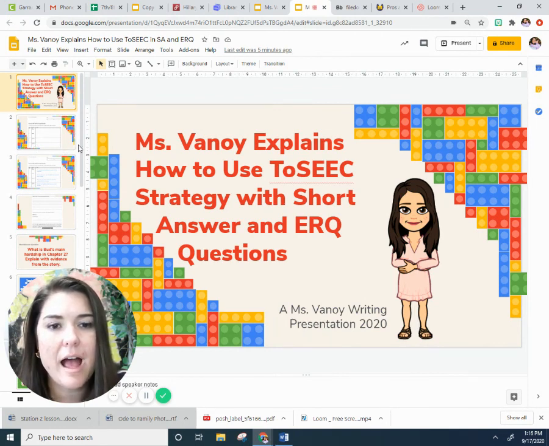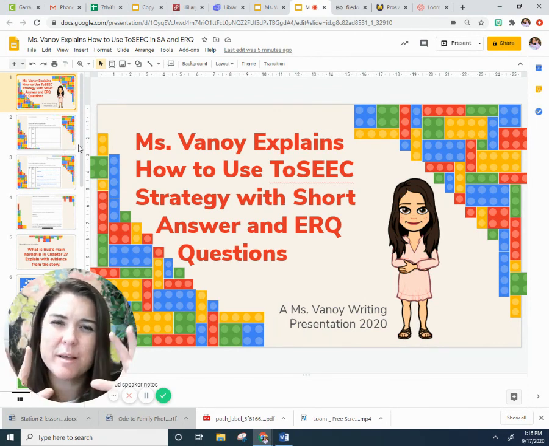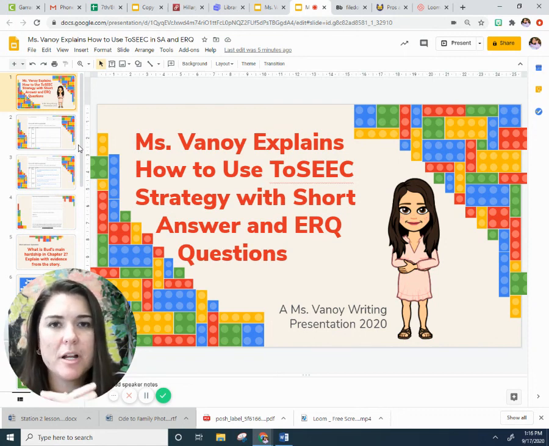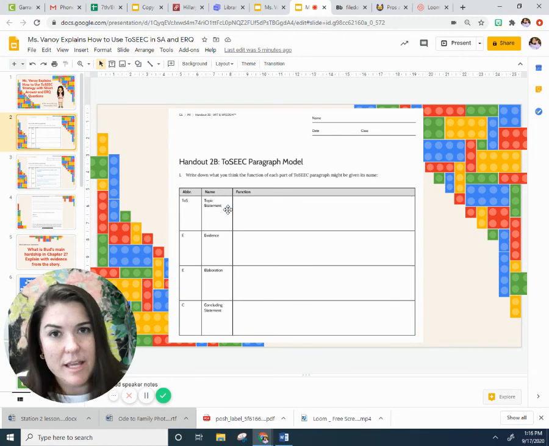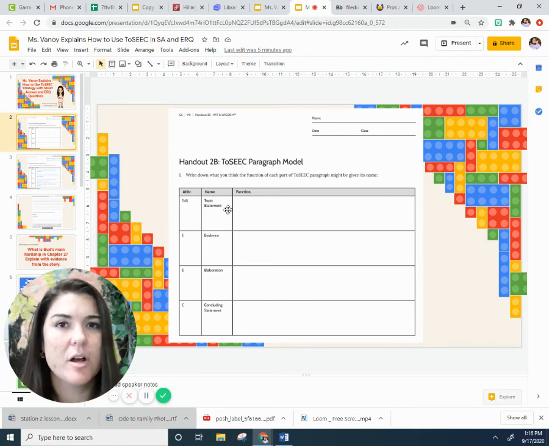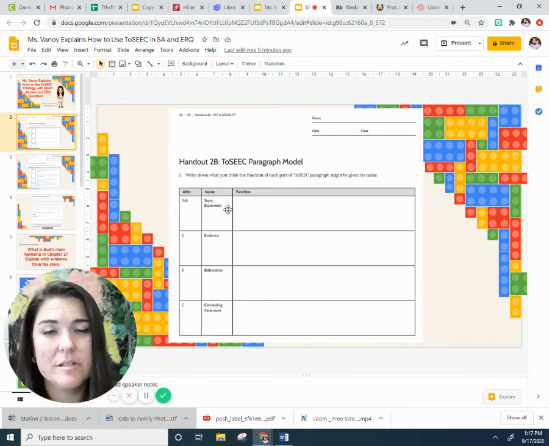I'm going to explain how it's like Legos, like building blocks. This is a structure to help us completely answer a question, because our purpose when we do a ToSEEC is to completely answer the question, the prompt. Now, I wanted to look at this because I feel like this is a good intro to exactly what each part of the ToSEEC is.